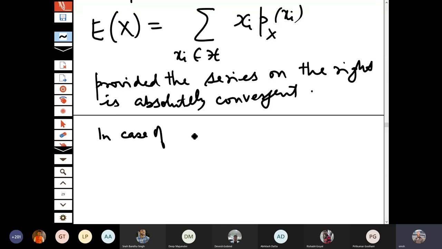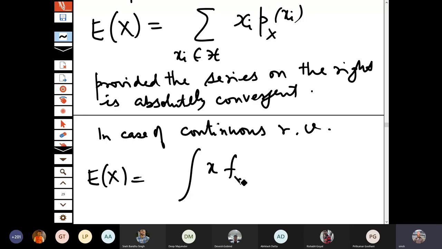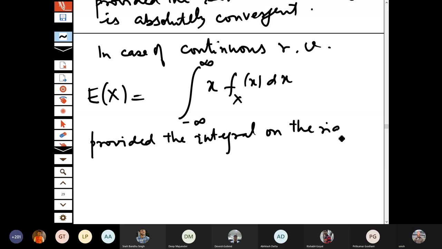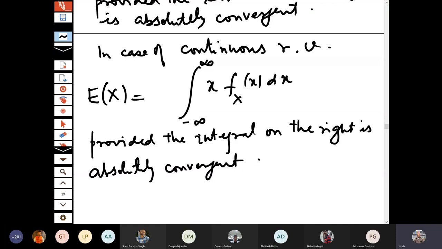In case of continuous random variable, expectation of x is defined as integral x fx dx, and once again we put a condition of absolute convergence, because in case it is really infinite, then it could be an improper integral, etc. So we need to have the convergence here. Absolutely convergent. Okay.